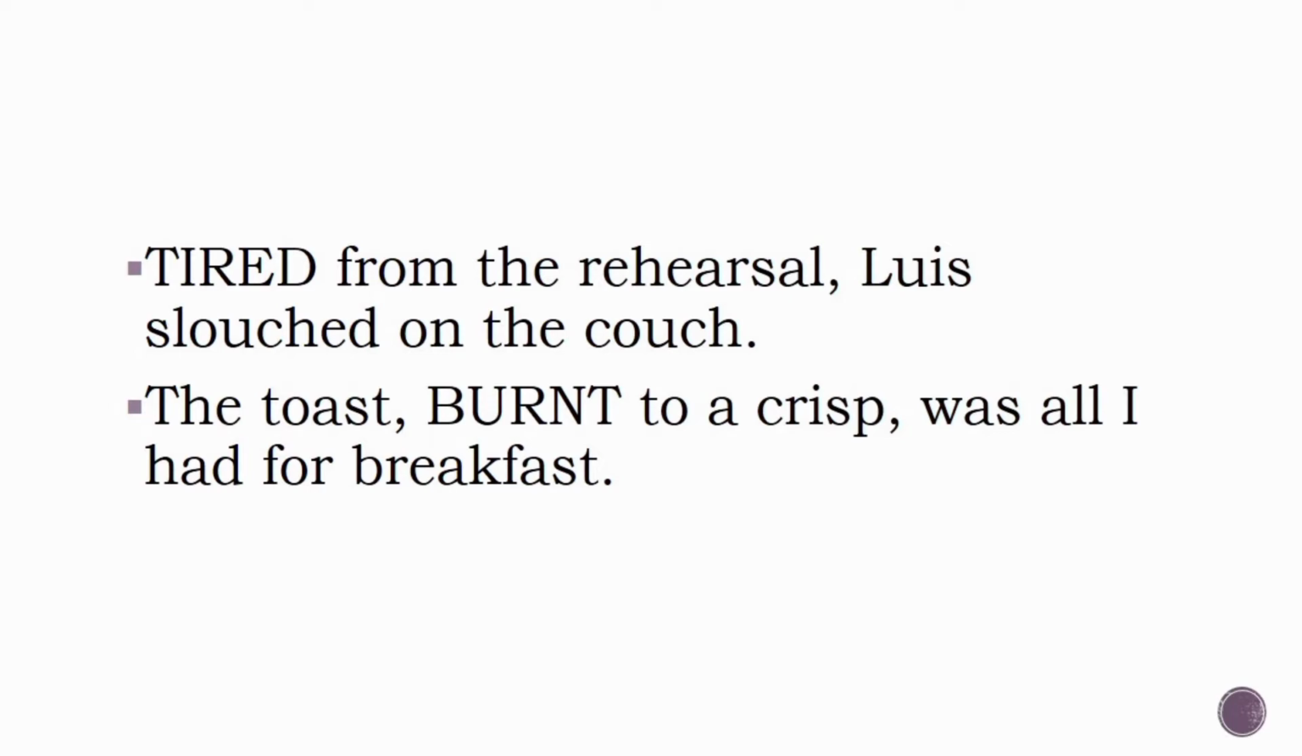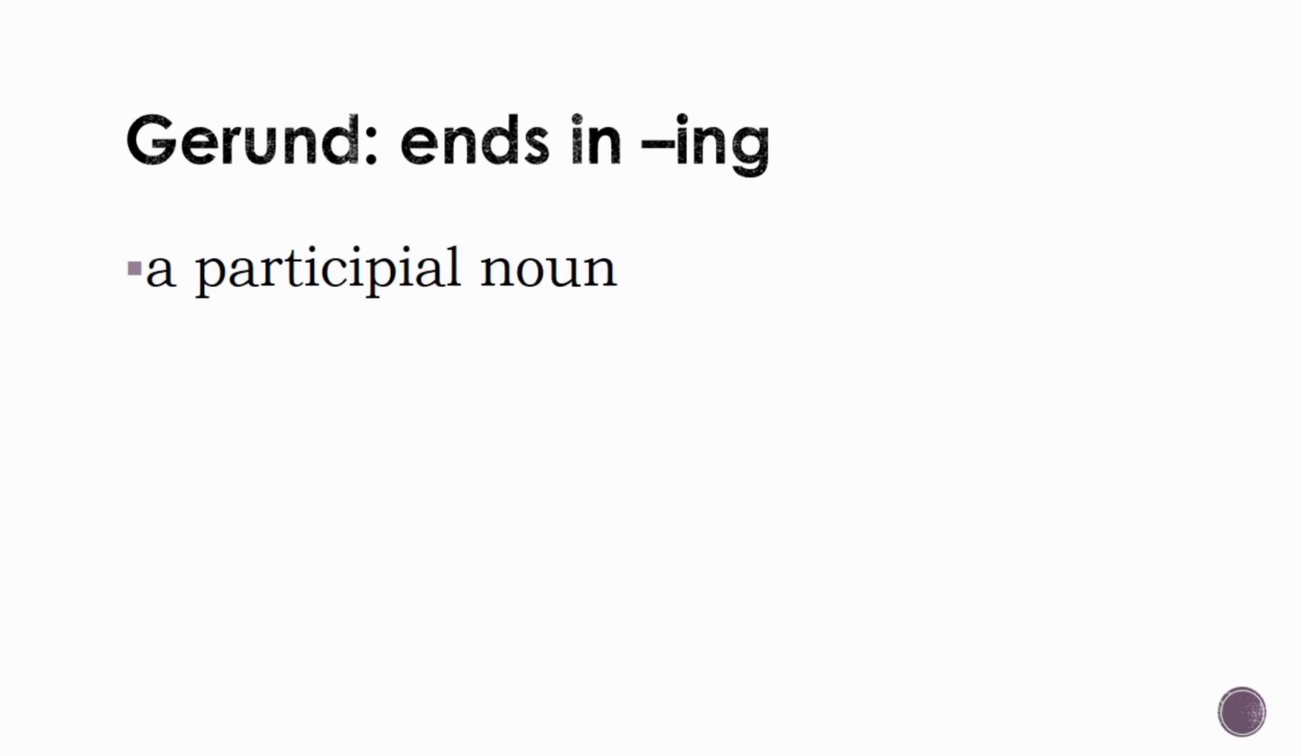And the last example, the toast, burnt to a crisp, was all I had for breakfast. Your participle is burnt, it ends in t, and it modifies the noun toast. Your last kind of verbal is the gerund. It ends in ing. So again, to recap, your infinitive, its form is to plus simple form of the verb.